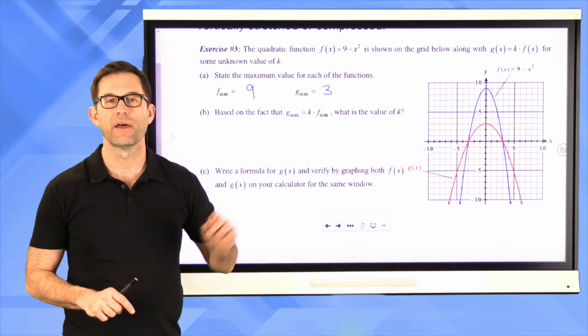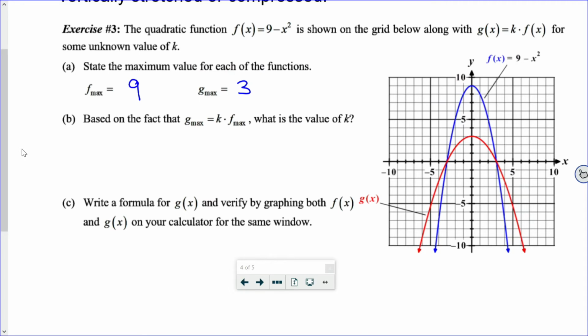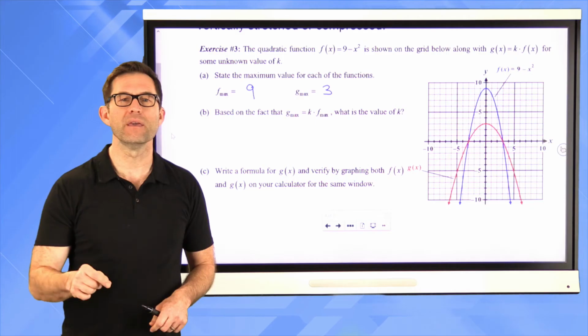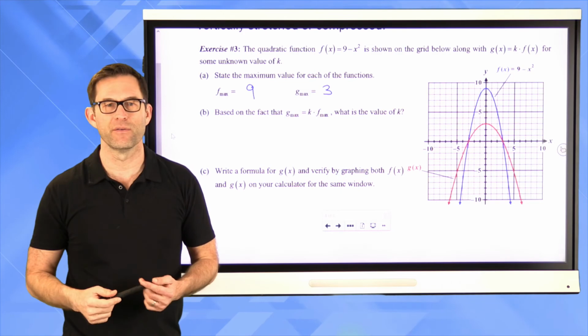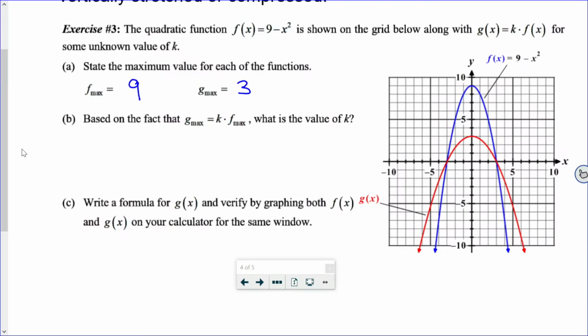Now let's take a look at letter B. Based on the fact that g max equals k times f max, what is the value of k? Be careful here. Pause the video now and see if you can figure out the value of k.